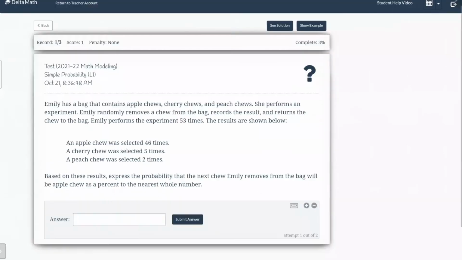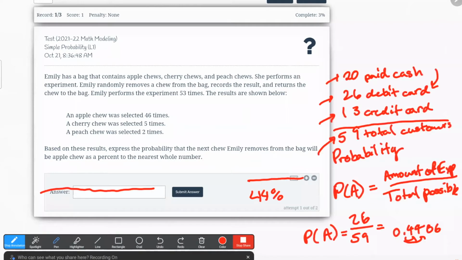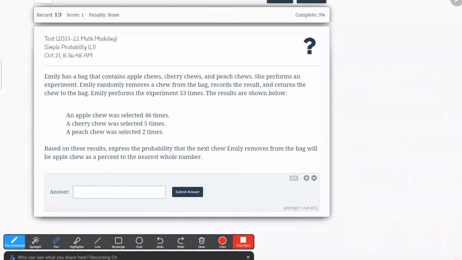All right, let's do another one. Emily has a bag that contains apple chews, cherry chews, and peach chews. She performs an experiment. Emily randomly removes a chew from the bag, records the result, and returns it to the bag. She performs this experiment 53 times. Her results are shown below. Based on these results, what is the probability that the next chew removed from the bag will be an apple chew? All right, so we look at the number of apple chews, which is 46.